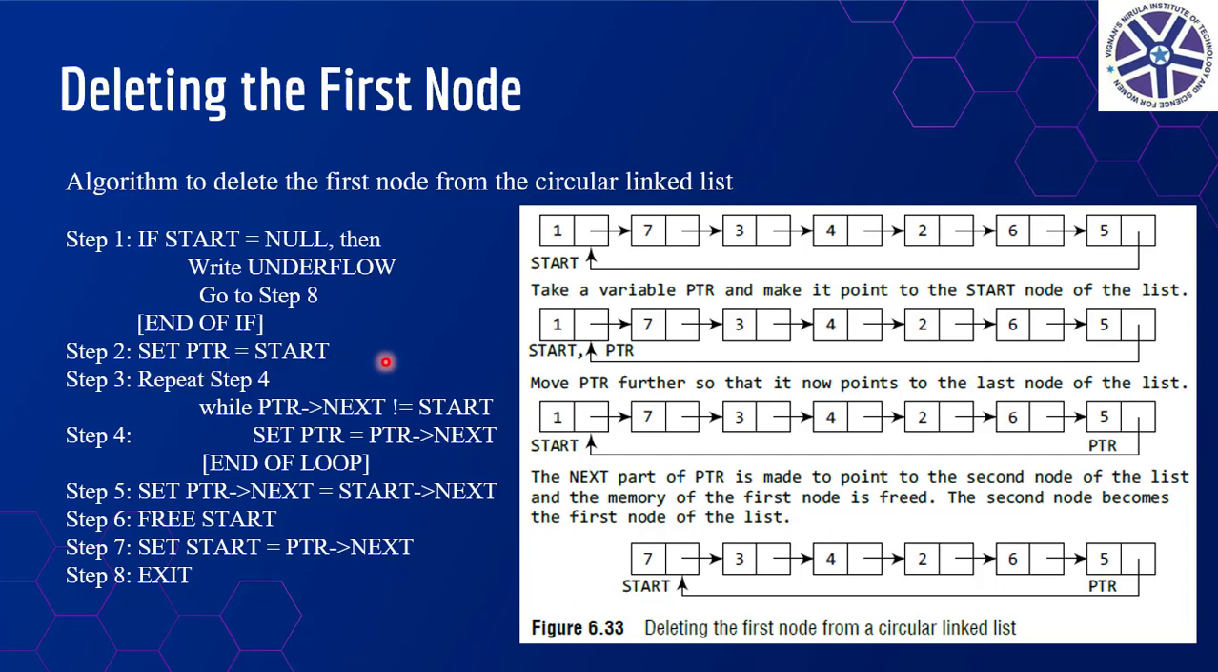In step 2, first of all we initialize the PTR, because we need to address this last node. We are going to advance this PTR until PTR to next equals to start, so PTR has to stop here. While PTR to next not equals to start, PTR equal to PTR to next. So PTR stops here. Once you have PTR here, we need to delete this node, and this last node's next field should point to the second node. What is that? PTR to next is equal to this node. What is this node?